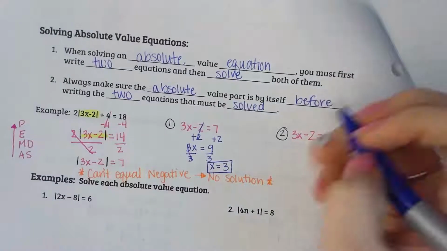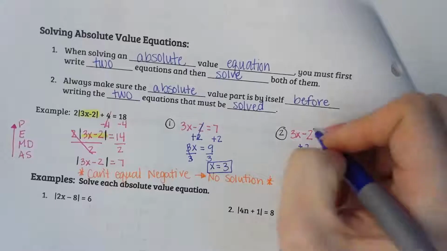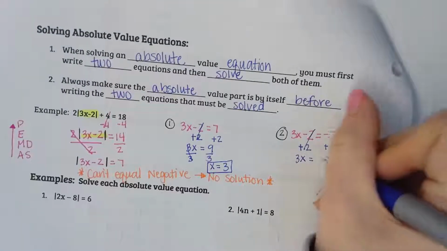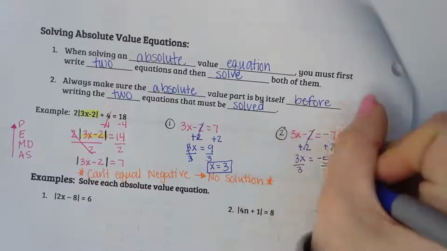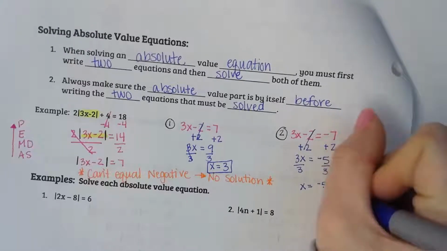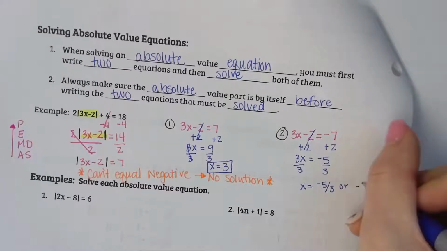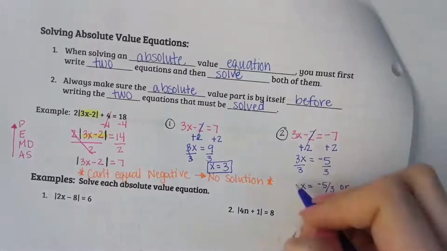And we need to do that to this side too. So you're going to end up doing the same steps, but you're going to end up with a different answer. So it's negative 5, divide by 3. So x equals negative 5 thirds, or that is a negative 1.6 repeating.